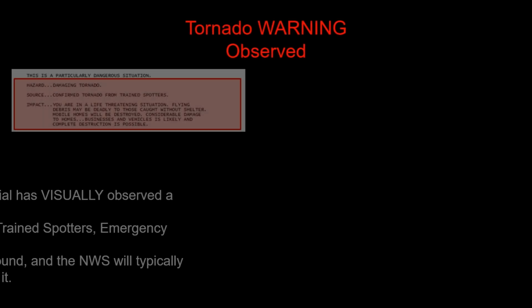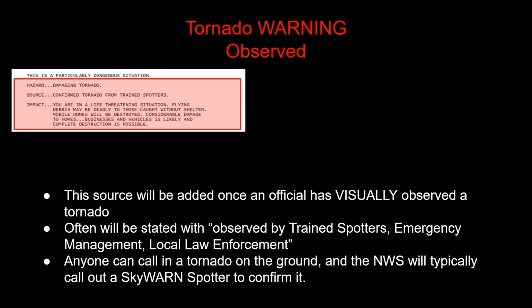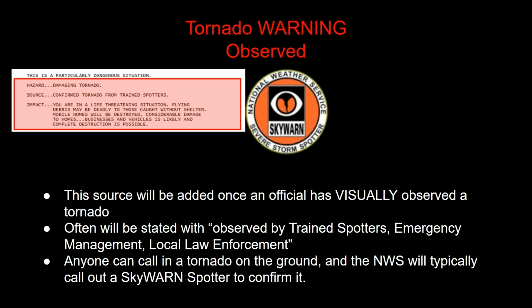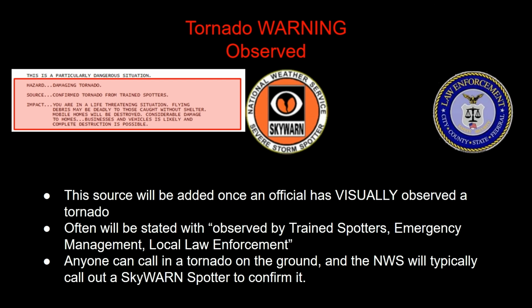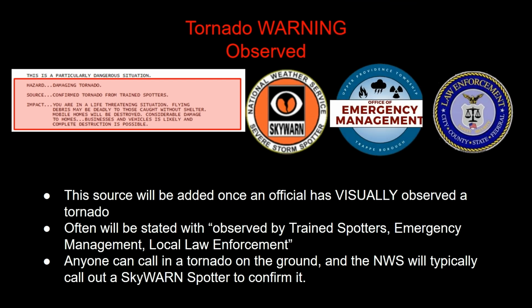Tornado warning observed. This rating of a tornado warning will be issued if the tornado has been observed by someone. A call can be made by anyone that there's a tornado on the ground, but it will always be verified by official personnel, which is where it will say that it was observed by trained weather spotters, law enforcement, or emergency management. There have been many instances where a trained Skywarn storm spotter will be called out to the area of rotation in order to see eyes on and report back to the National Weather Service on their findings.